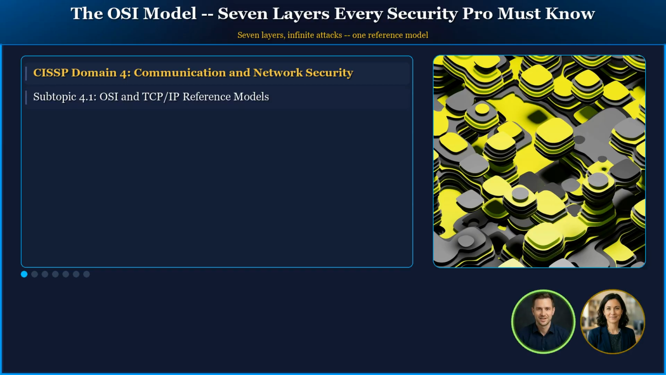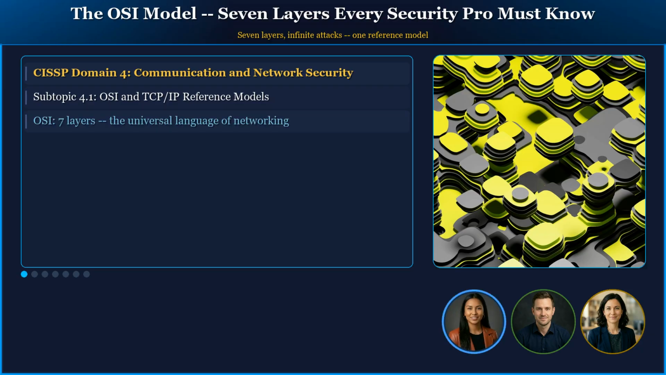Think of the OSI model as a building with 7 floors. Every network communication starts in the basement, the physical layer, PDU, and rises floor by floor until it reaches the people in the penthouse at the application layer. Attackers can enter at any floor.